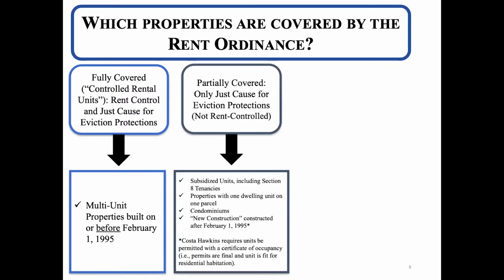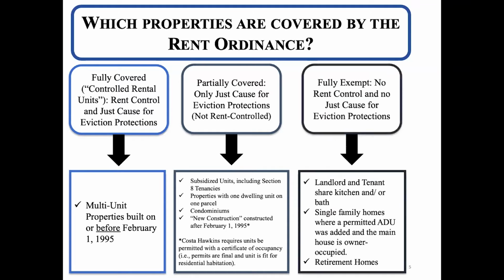Then there are partially covered units, which means that only the just cause for eviction protection aspect would apply, but there is no rent control. These kinds of units are subsidized units, including Section 8 tenancies, properties with one dwelling unit on one parcel, condominiums, and new construction, which is anything built or constructed with a certificate of occupancy after February 1st, 1995.